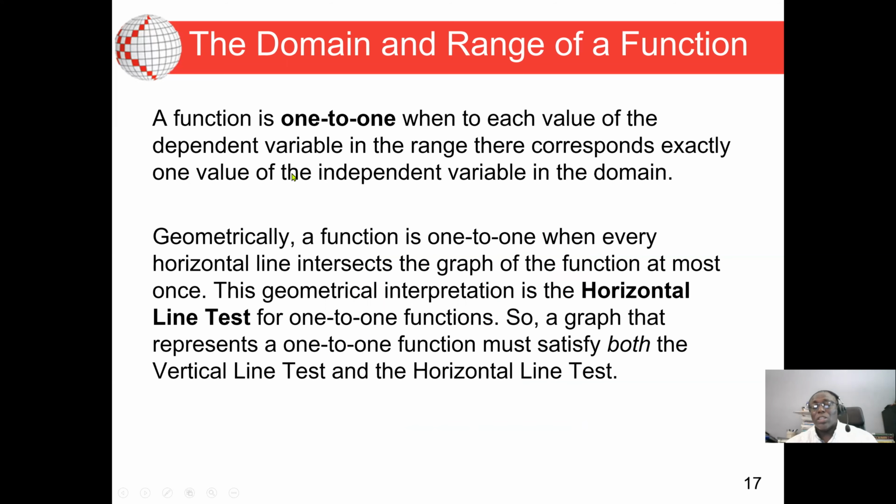And next we say a function is one-to-one when to each value of the dependent variable in the range there corresponds exactly one value of the independent variable in the domain. So a one-to-one function means every dependent variable value is generated by one independent variable value. Geometrically, a function is one-to-one when every horizontal line intersects the graph of the function at most once. So every one x value will generate one y value. Then we have a one-to-one function.